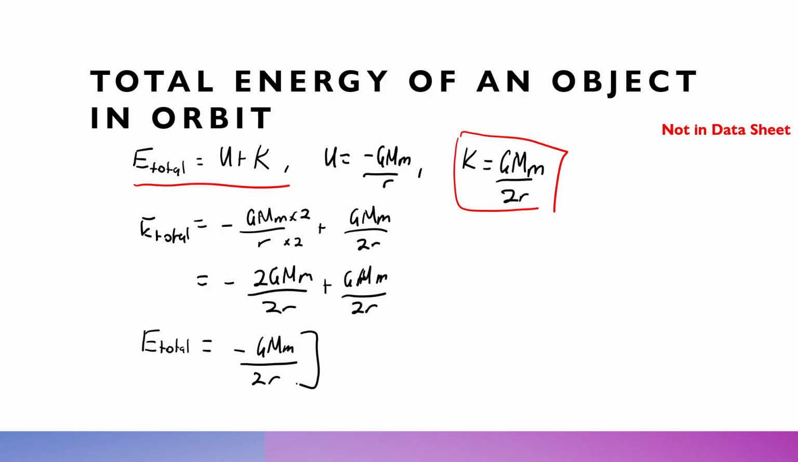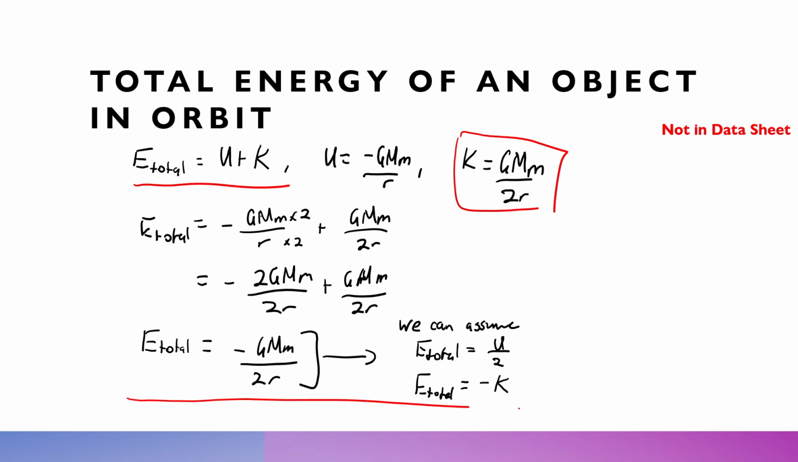Now, there's a couple of interesting little bits that we can do with this formula, and we should be able to notice that this formula for the total energy is remarkably similar to the formula that we have for U and K. There are two key assumptions that we can make. One is that the total energy is half the potential energy, and that the total energy is always equal to the negative of the kinetic energy of the orbiting object. Keep in mind also that none of this is in your data sheet either, but may be knowledge that you have to refer back to within a problem-solving question.